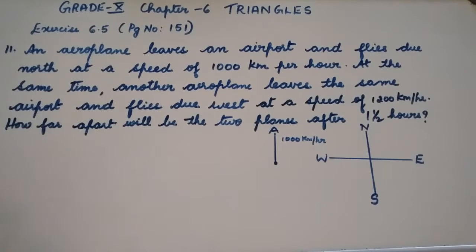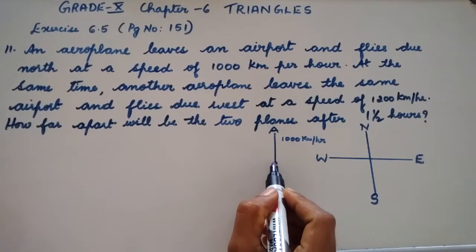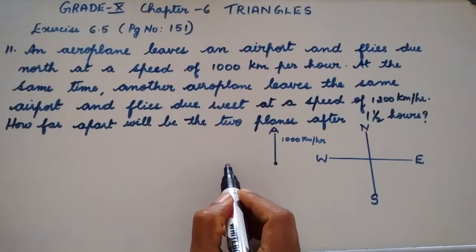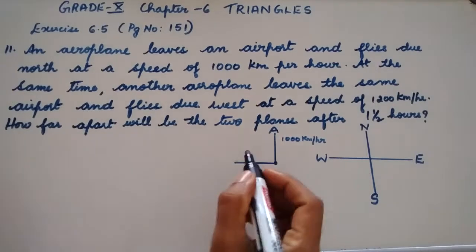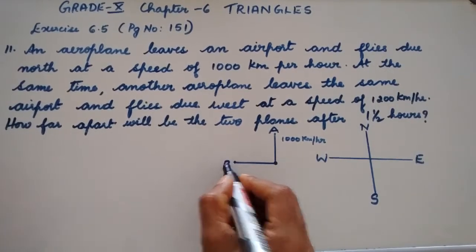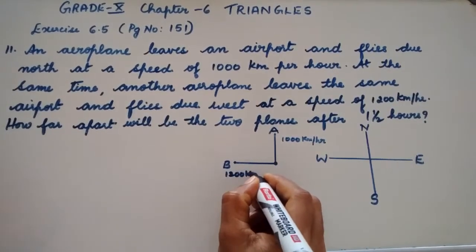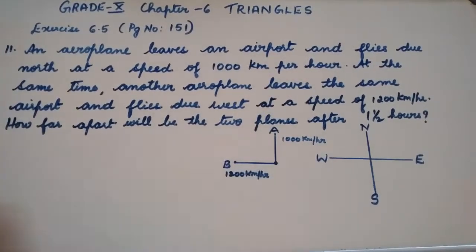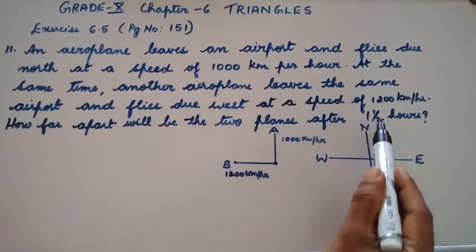And at the same time, the second aeroplane leaves the same airport and flies due west at the speed of 1200 km per hour. So let us name this point as B. And at the speed of 1200 km per hour, this aeroplane flies due west. How far apart will be the two planes after 1.5 hours?